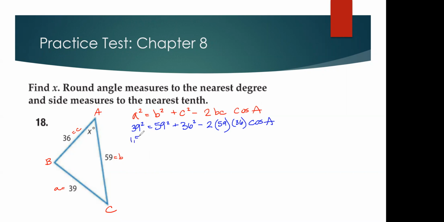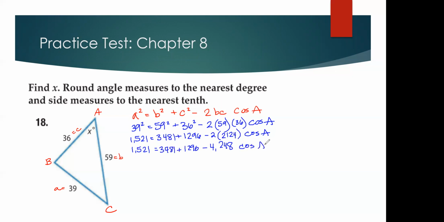So then this is 1,521 is equal to 3,481 plus 1,296 minus 2 times this 59 times 36 is 2,124. Definitely a good idea to use a calculator during this test for all this arithmetic that you have to do. So this is 1,521 is equal to, we're going to multiply this by 2. This ends up being 4,248.